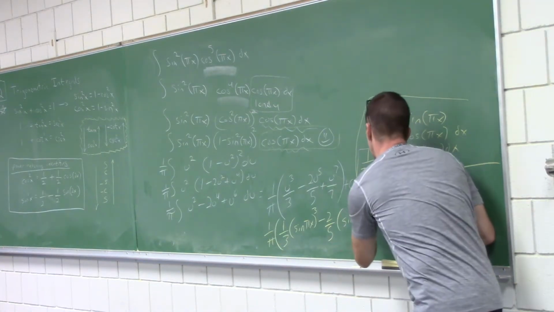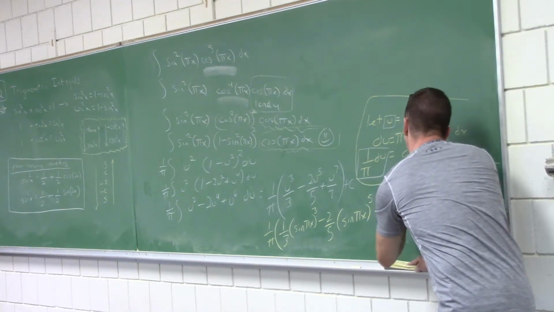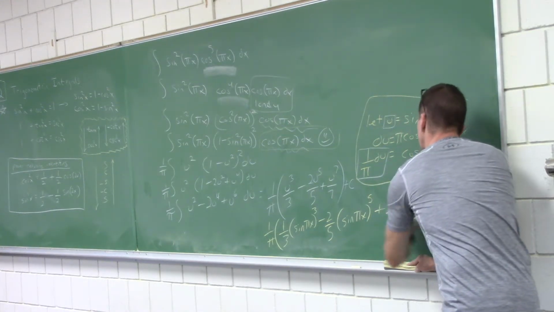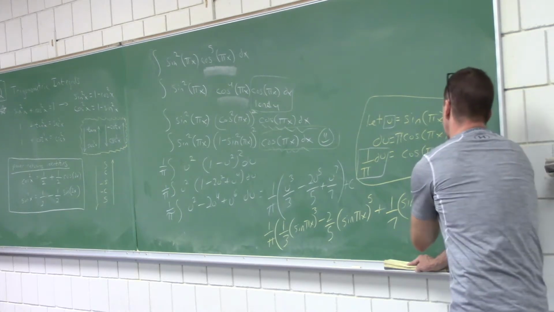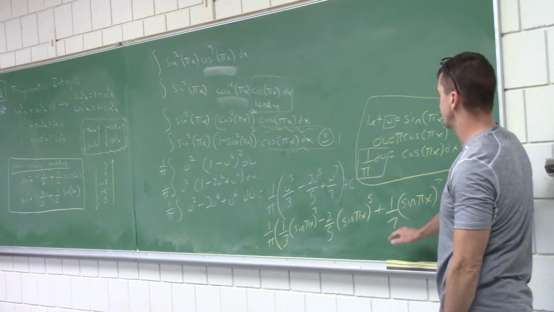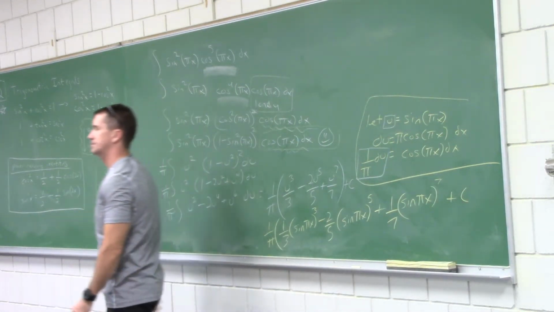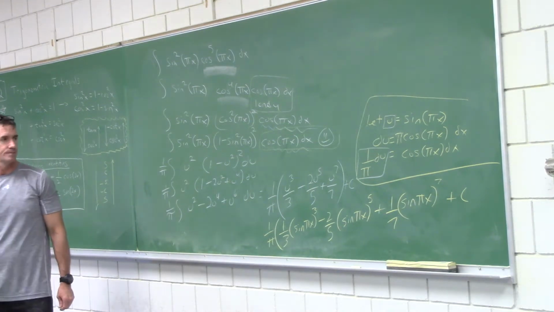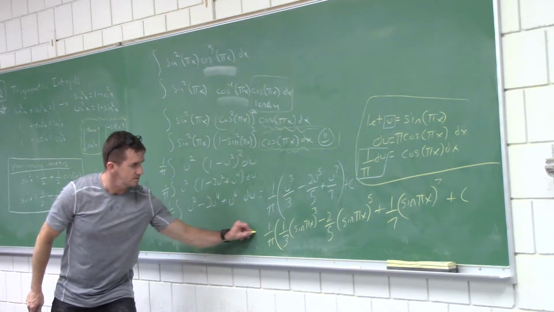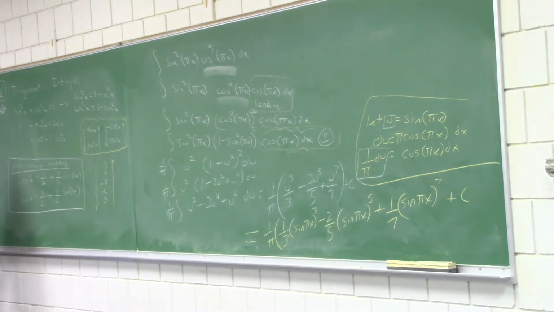And what do you have here? Plus 1/7 of sine of pi x raised to the 7th power. But yes, once again, you can use this original type of notation here. Just a different way of writing it. This is the final answer, the antiderivative. I want to give more time to copy that.